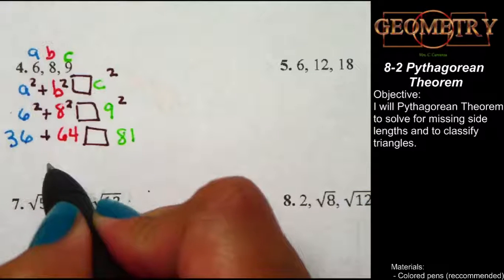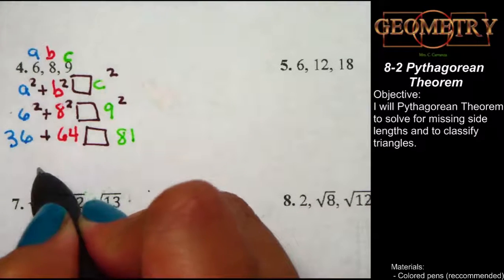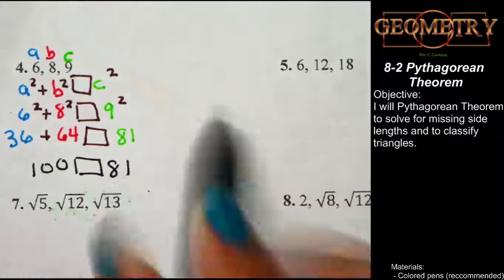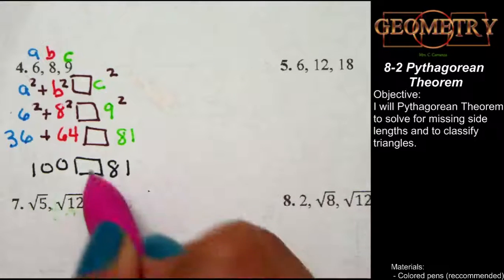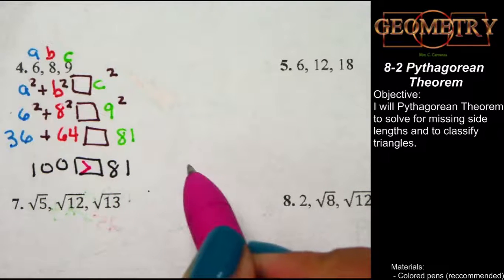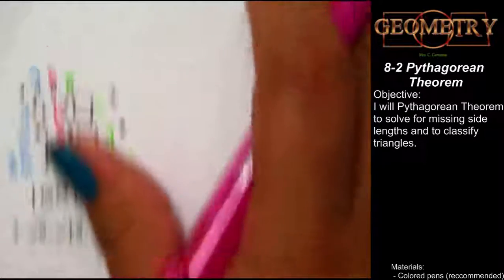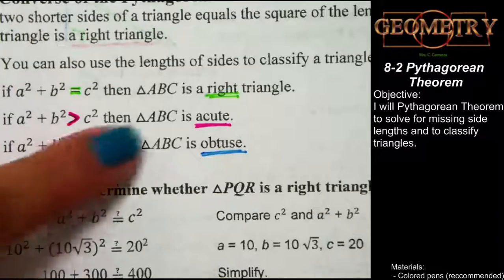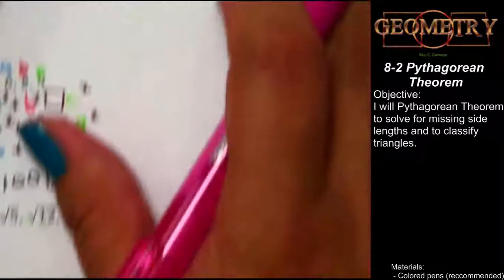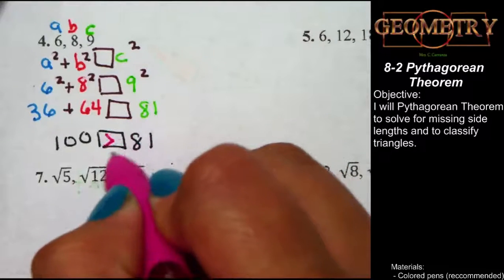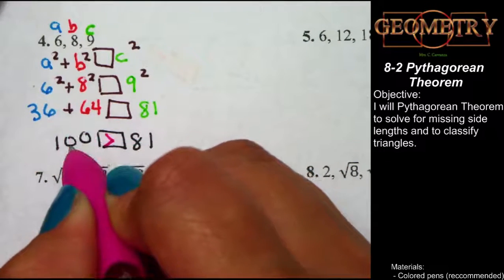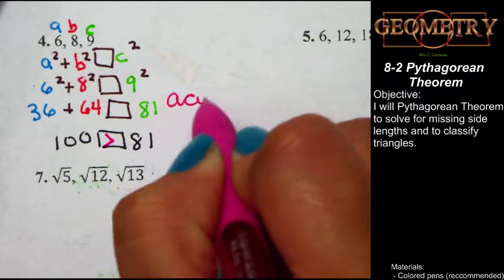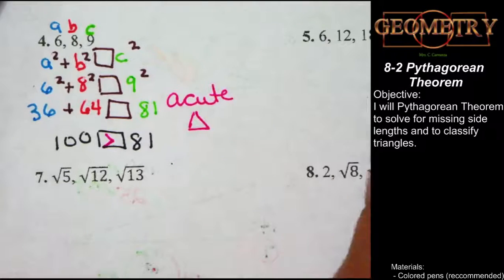36 plus 64, again, I'm going to employ my calculator off to the side. That is 100. That has some relationship to 81. As I'm looking, I notice that 100 is a bigger number than 81. According to my reference chart here at the top of my study guide, when that happens, the triangle is an acute triangle. And so, because I got this a squared plus b squared result larger than my c squared result, this triangle is an acute triangle.